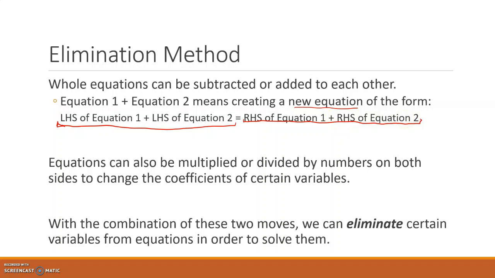Now, that's true as well for subtraction. So if I did equation 1 subtract equation 2, then I would have everything the same here, except instead of my plus signs, I would have minus signs. I would have subtraction signs. So it would be left-hand side of equation 1 minus left-hand side of equation 2 is equal to right-hand side of equation 1 minus right-hand side of equation 2.